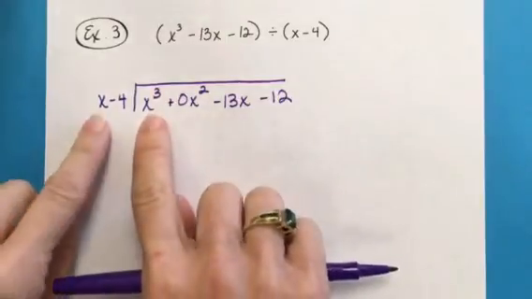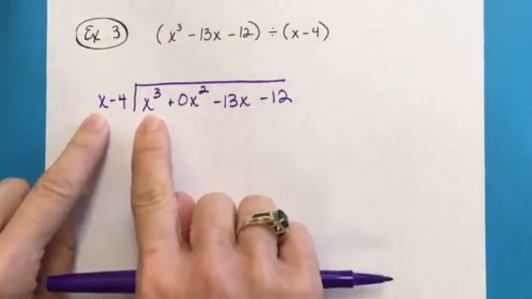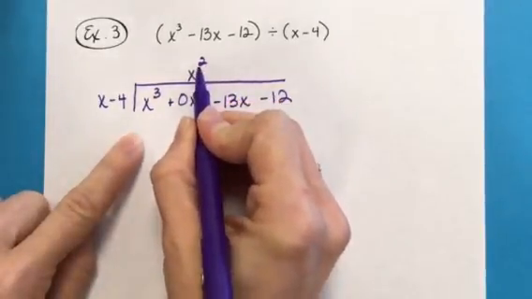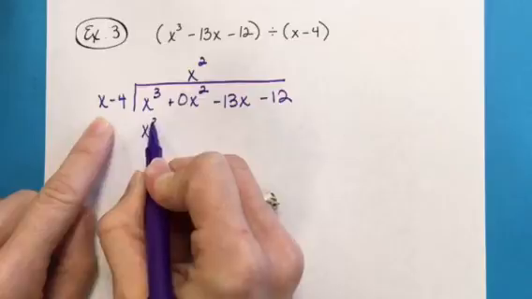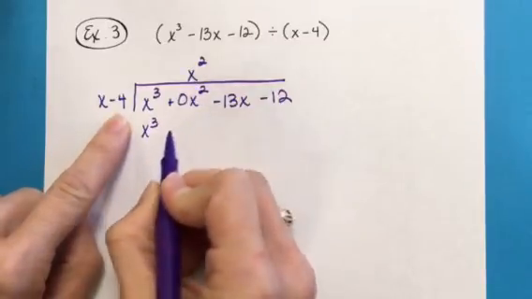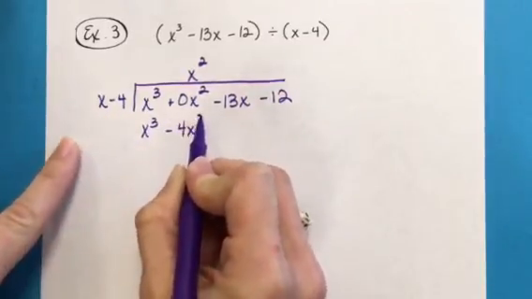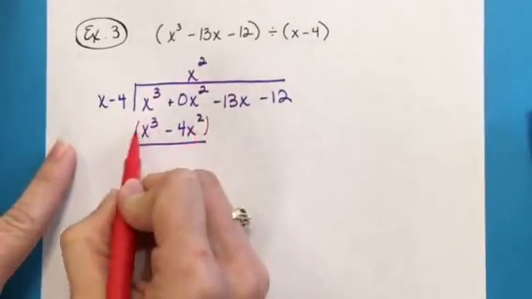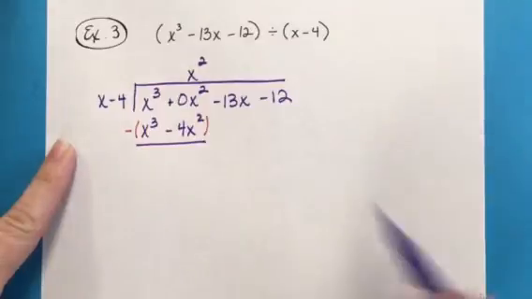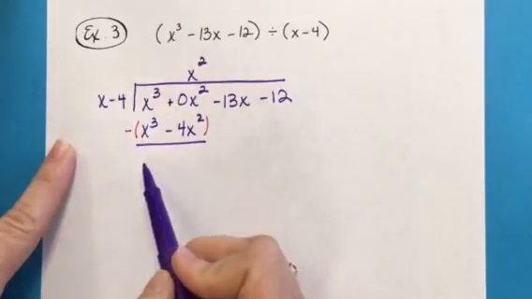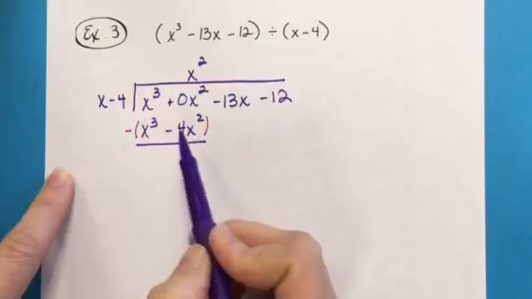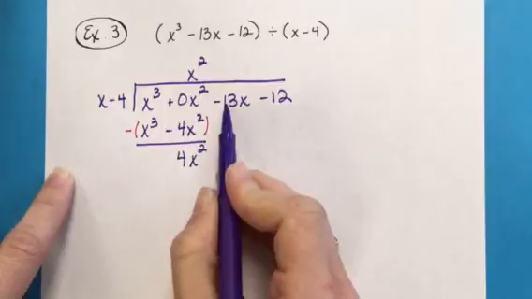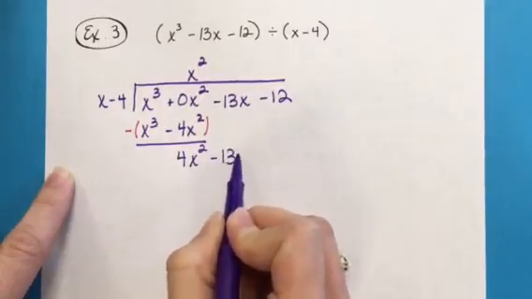Okay, so now what do I need to multiply x by to get x cubed? And that would be x squared. So x squared times x is x cubed. X squared times the negative 4 is negative 4x squared. And then we're going to subtract. So x cubed minus x cubed is 0. 0 minus negative 4 is a positive 4. Okay, bring down the minus 13x.